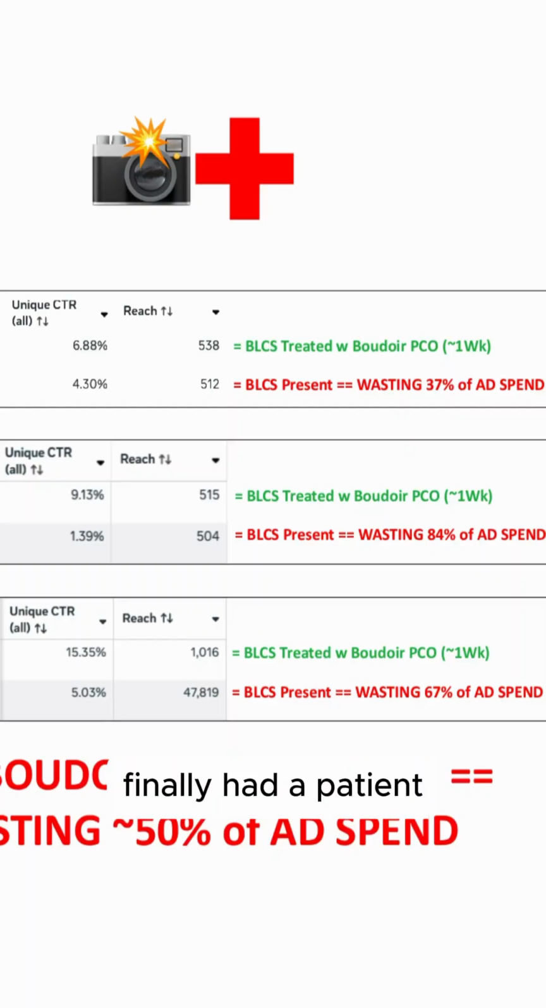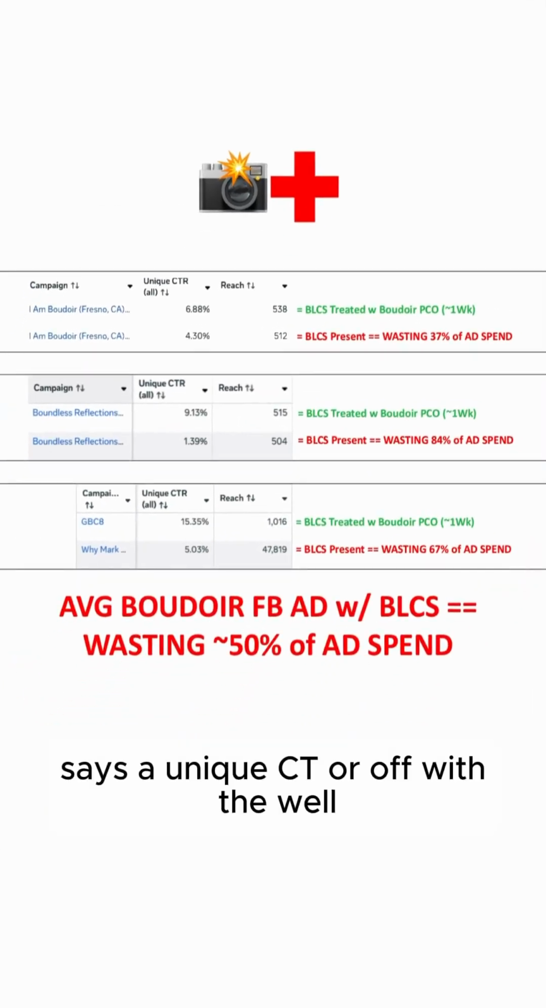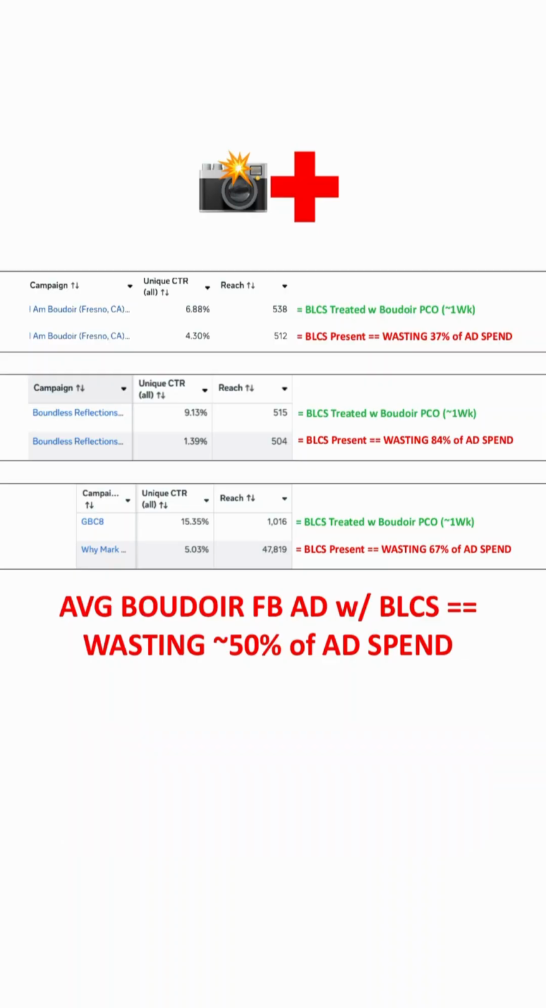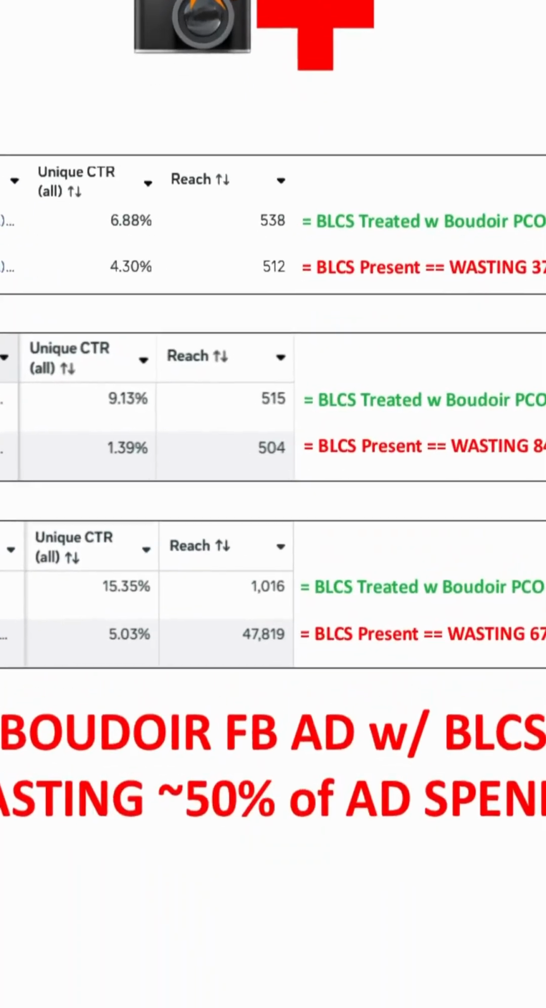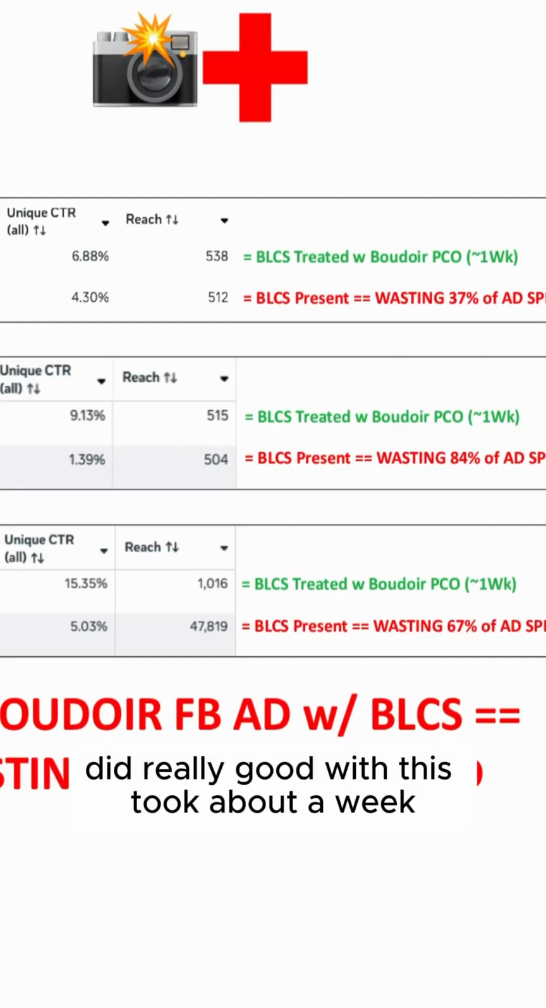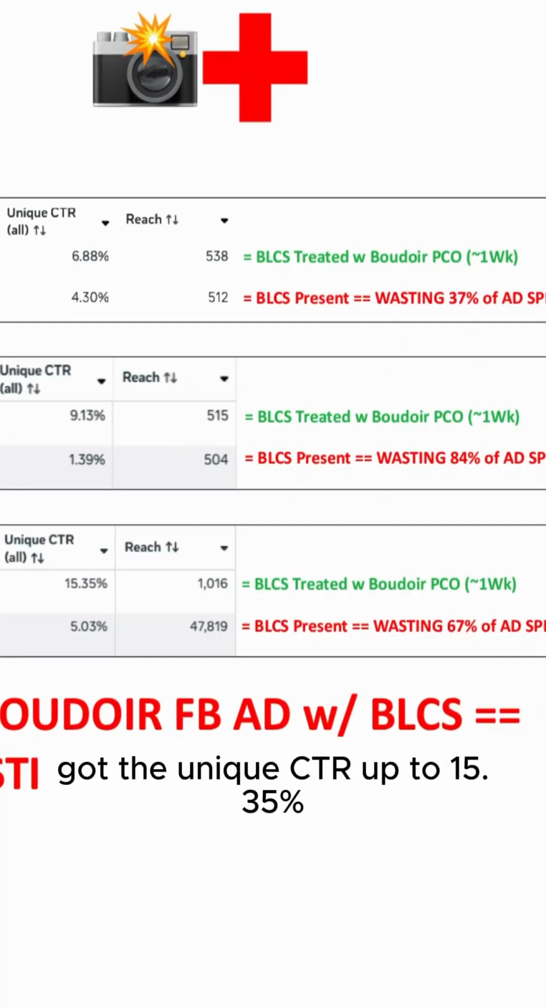Finally, had a patient who said the unique CTR of his Boudoir Facebook ads is 5.03%. So we know that BLCS is present. When unique CTR is under 6%, that's Boudoir low click syndrome. So we treated this one with Boudoir Pico as well. Did really good with this. Took about a week. Got the unique CTR up to 15.35%.